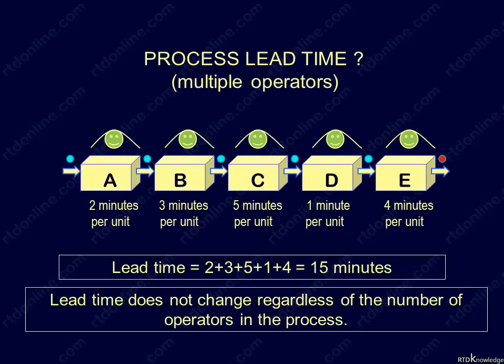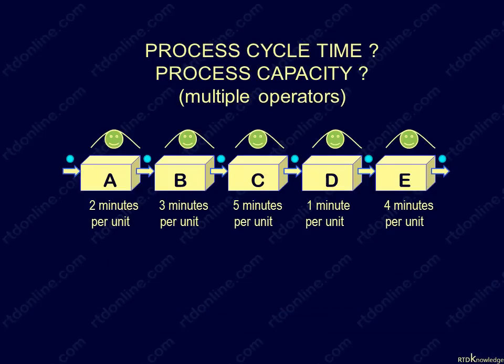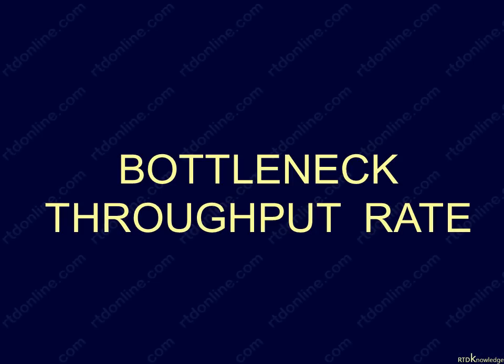What about the process cycle time and capacity in case there are multiple operators? Unlike with one operator, the answers are not obvious from the process flow you can see here. We have to first understand two more concepts to find out the answers. These are the process bottleneck and throughput rate.